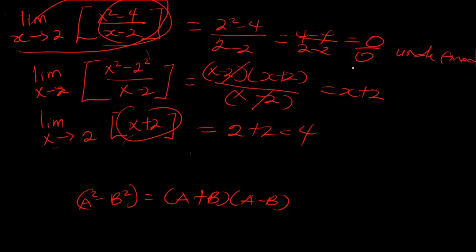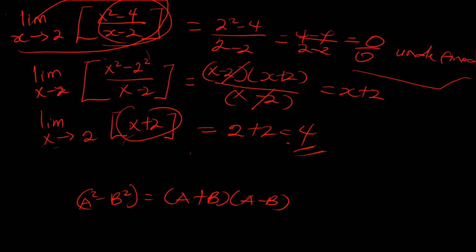Initially, it gave us undefined because we didn't simplify it. But after further simplification, the limit as x approaches 2 of the whole function is 4. That means the limit does exist. So sometimes direct substitution will not work. But mind you, you can get 0. If the limit were to be 0, it is acceptable. But if it's undefined, you can find a way to break it down, simplify it, and do the evaluations. So that is that.